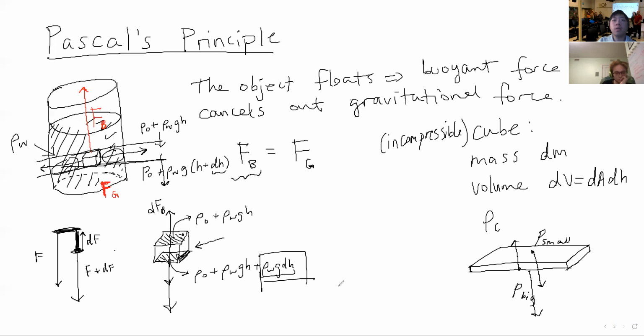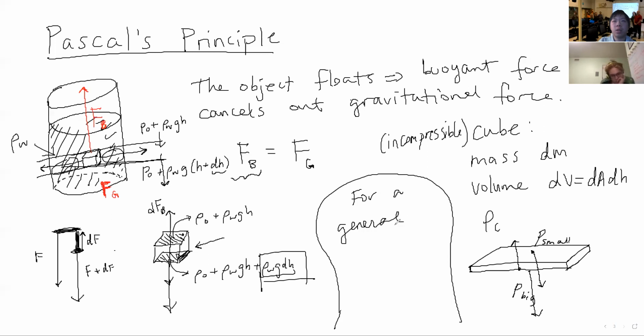All right, so let's continue with this. We did it for a cube, right? But for a general object, it is made up of these things. It is made up of little cubes. And therefore it works for a general object, all right?